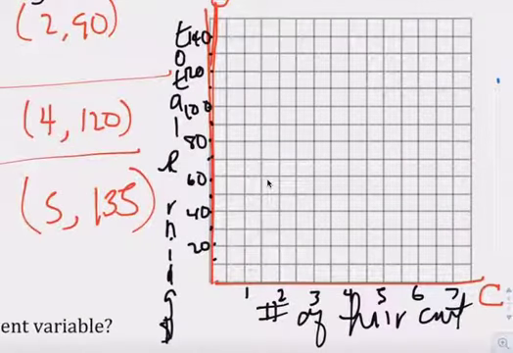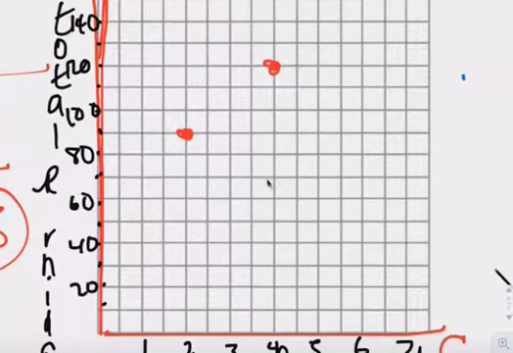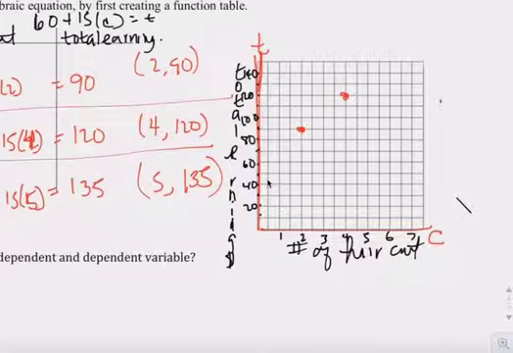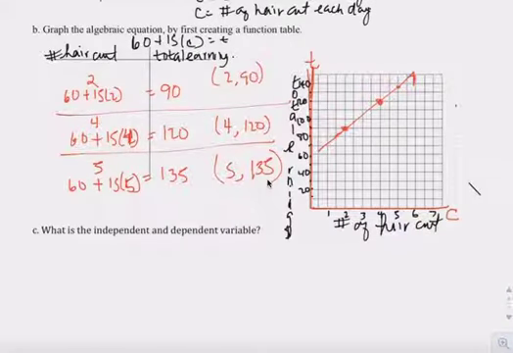Oh my goodness. Okay. 2, 90. 4, 120. 5, 135. Somewhere here. There we go. Oh, what happened to it? Connect the dots. How do you do that? 0, 60 if there are no haircuts.